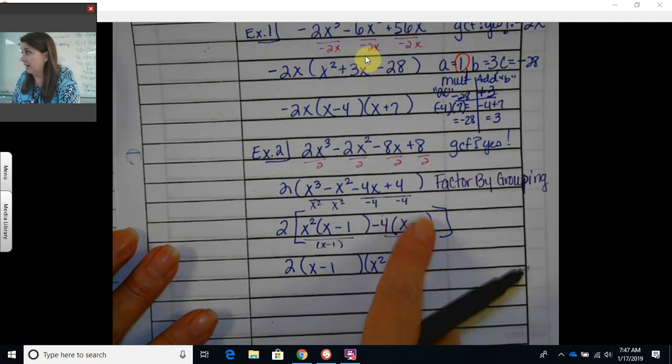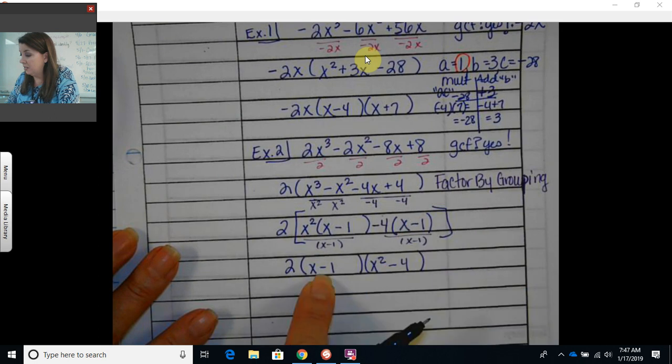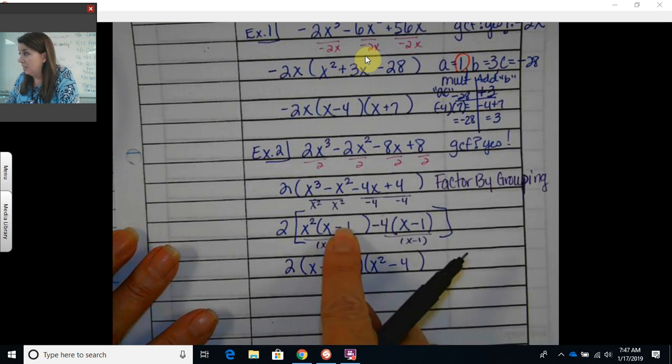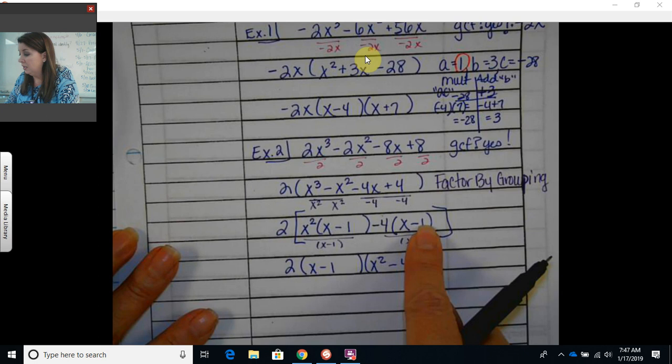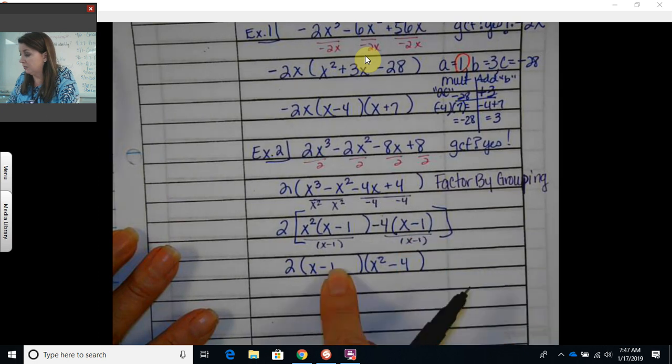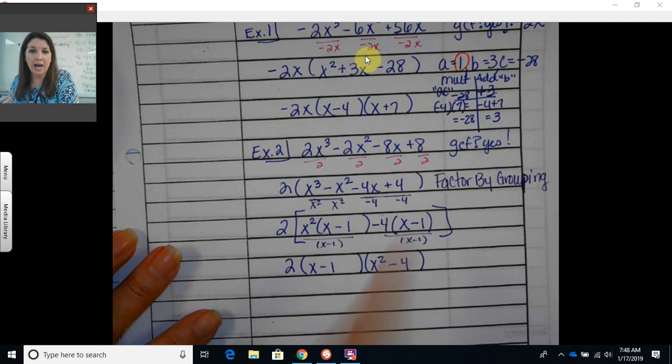Because that was the GCF that I factored out. Right? This term had a factor of x minus 1. This term had a factor of x minus 1. So my GCF is x minus 1. So I factored that out of both terms. Right? Usually when you have a GCF, don't you take it out? And then divide every term by the GCF to see what's left.